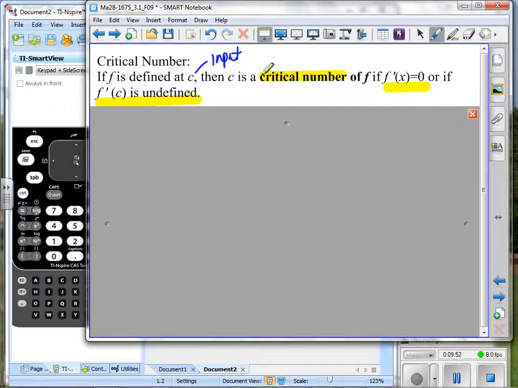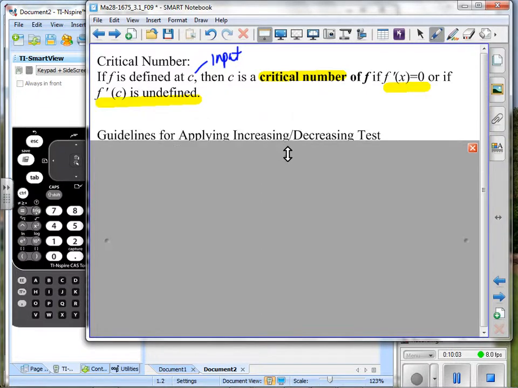I don't know if you've seen many of those. In the other class we've seen them, but I don't know if we've seen very many functions that have undefined derivatives. Guidelines. So you're saying it's still a critical number? Yes. Yes, it is a critical number.